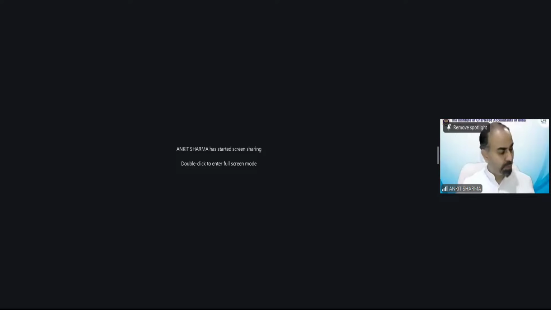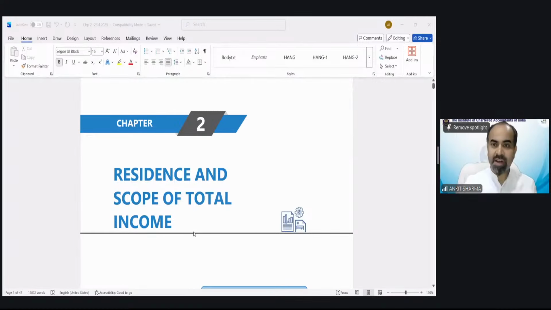So any problem in any illustration of residential status, students? We have discussed the residential status illustrations. I have given you illustrations 1, 2, 3, 4. I guess 5 and 6 I had solved in the last class. So do you have any query in illustration number 1 till 6?